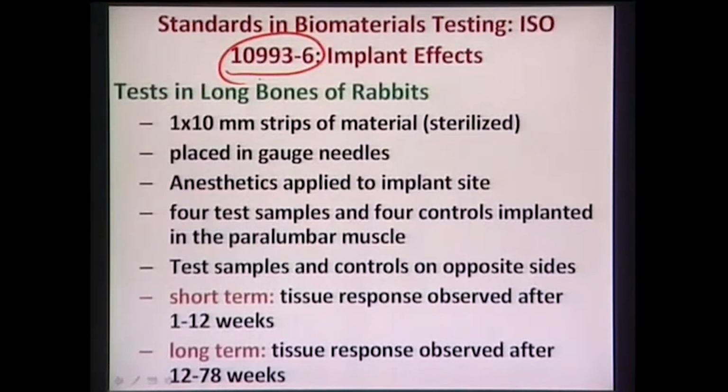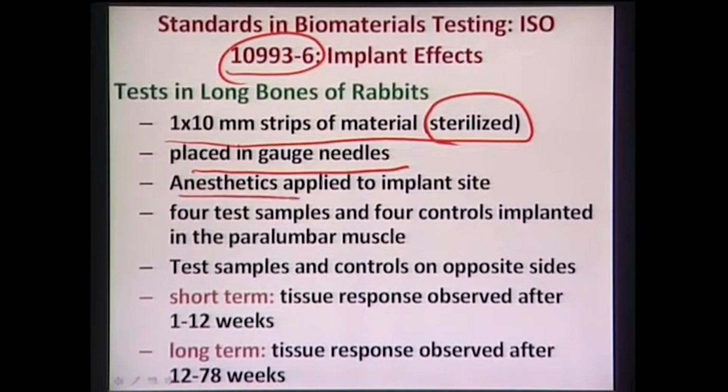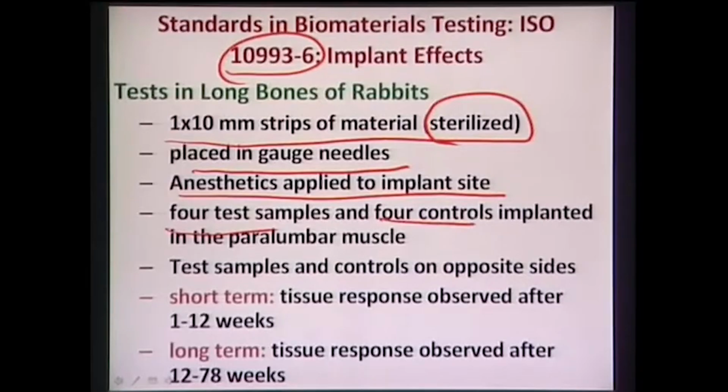Now, this is like 1 into 10 millimeter strips of the material that can be cut and sterilized. This is placed in gauge needles, and anesthetics are applied to the implant site. So, every test is done in an OT, like an operation theater. So, you have to give local anesthesia to the animal at that site, and then 4 test samples and 4 controls of each composition need to be implanted in the paralumbar muscle. What it means is that you have to use the test samples, which are your materials being tested, and at the same time you have to put the control samples also.